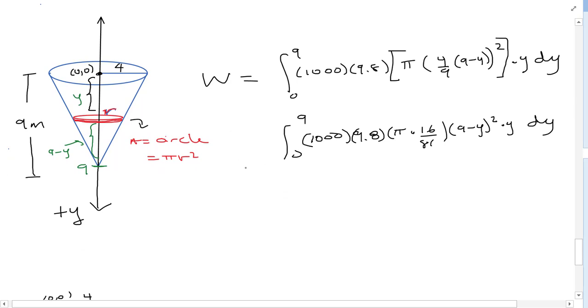Pulling all the constants out, we will get the same constant that we did up there, and now this is going to be a little bit different. So the work should be the same, but I just wanted to illustrate how the setup looks different depending on where you put your 0, 0.